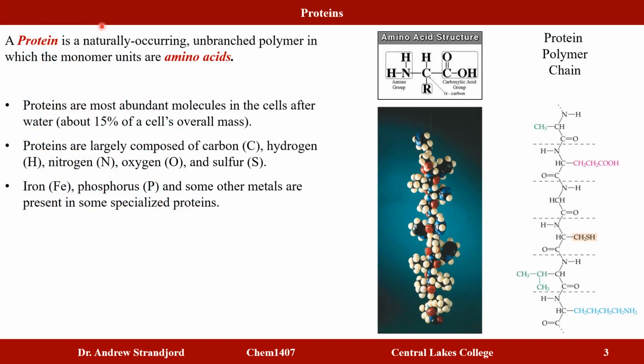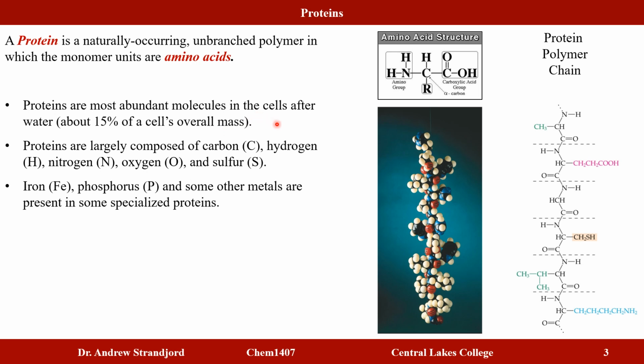A protein is naturally occurring, meaning it's made by living organisms. It's an unbranched polymer in which the monomer units are amino acids. This is the generic formula for an amino acid. It contains an amino group and a carboxylic acid group on the same molecule. This is a representation of the protein polymer chain. Each one of these units here represents an amino acid that has polymerized to form this long continuous chain, which is made up of polyamide units.